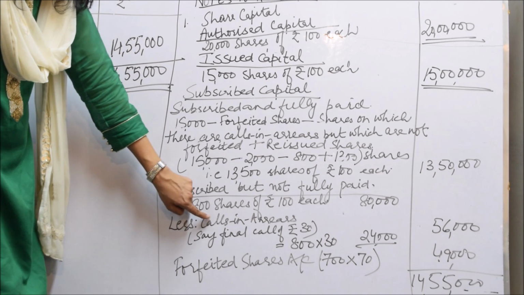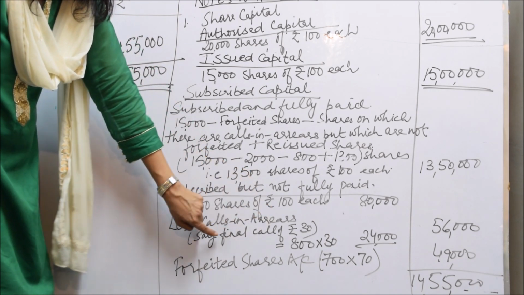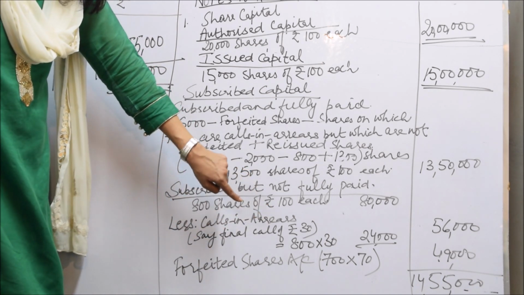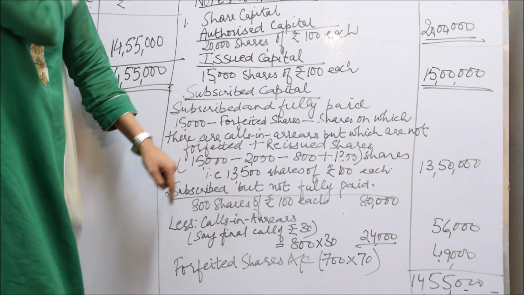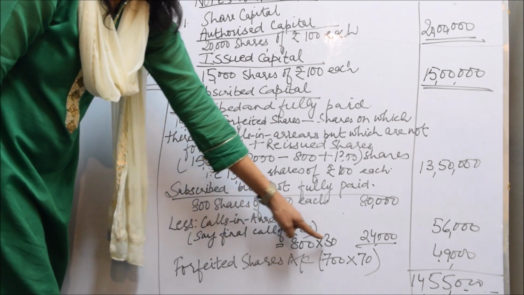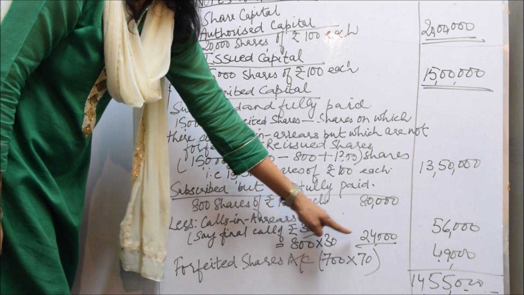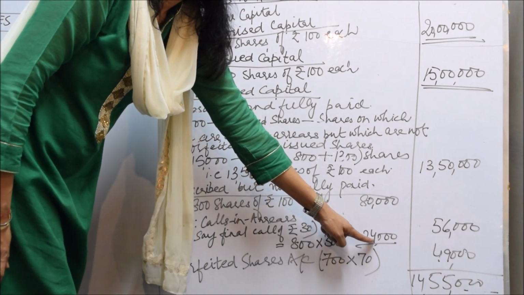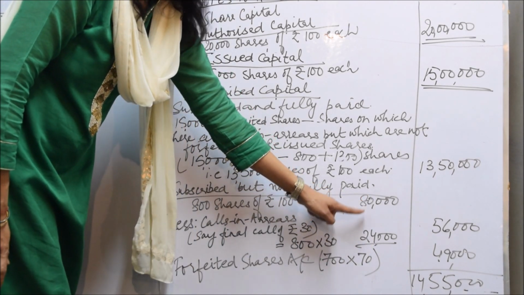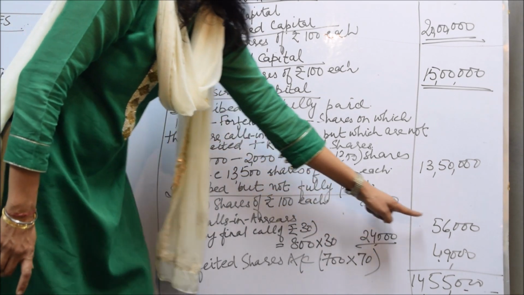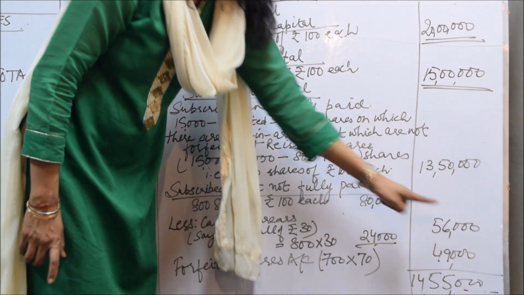Now from this we deduct calls in arrears. Suppose on these 800 shares, final call of rupees 30 has not been received or paid. So 800 shares, 30 rupees is not paid. So the unpaid amount is 24,000. So that means 80,000 was called up. Unpaid is 24,000, so 56,000 is paid up.